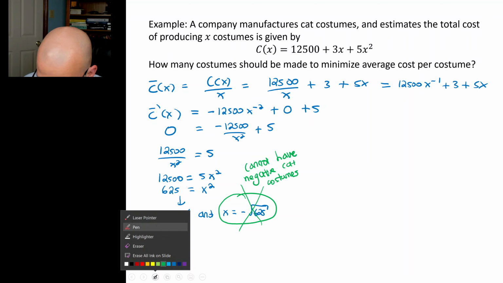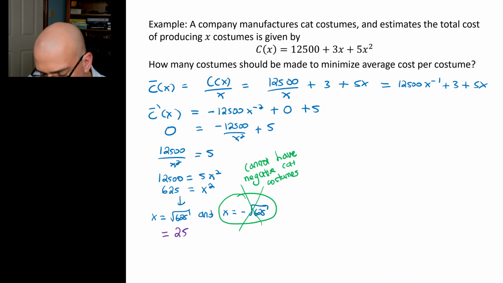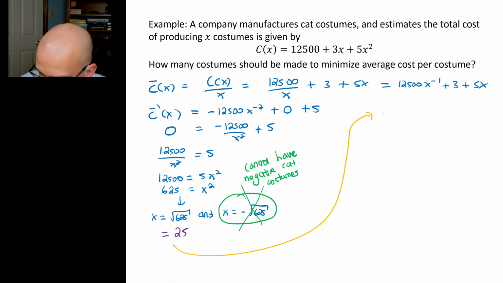Cannot have negative cat costumes. So it's got to be 625 square rooted, which is 25, I think. 25 times 25, times 5 is 125, times 5 again is 625. Okay, yeah, that's good. Now we have to make sure it's a min. Is it a max or min?